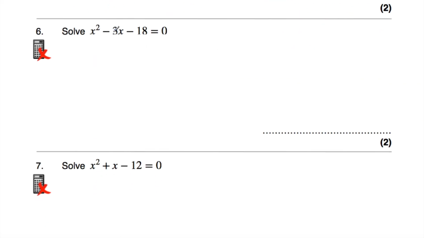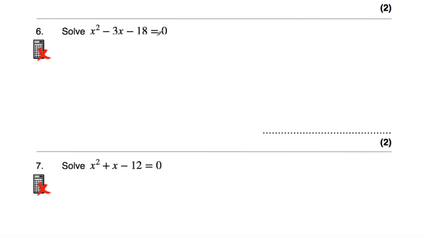Okay, question number 6. We've been asked to solve x squared minus 3x minus 18 equals 0. Now this one's a bit different than the one before because this time we've got some minus signs involved, but that's okay, it's the same technique. We just need to find two numbers that will times together to give us negative 18 and add together to give us negative 3.